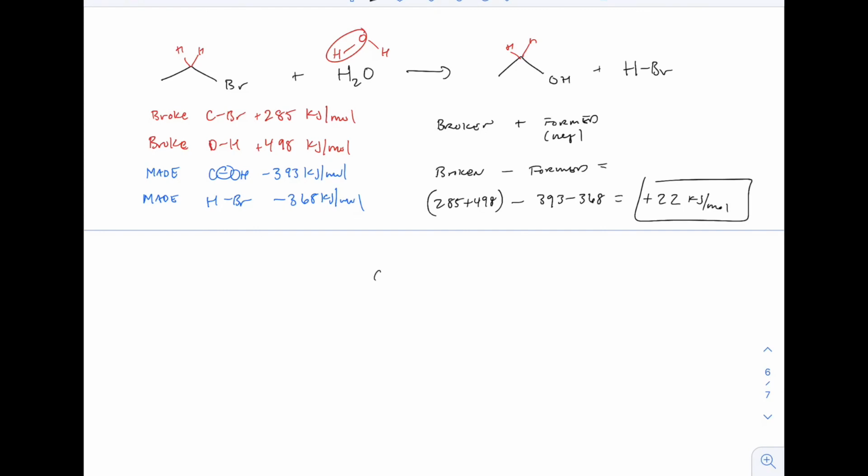And that's all she wrote for bond dissociation energies. Get some more practice if you want, but we've done this before.